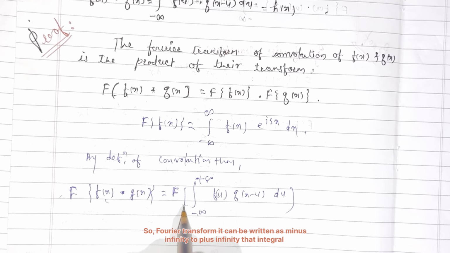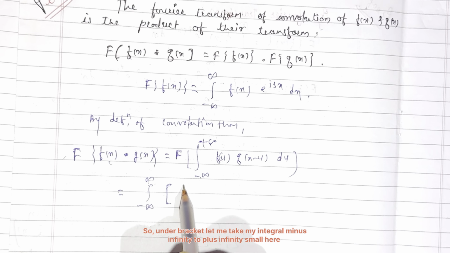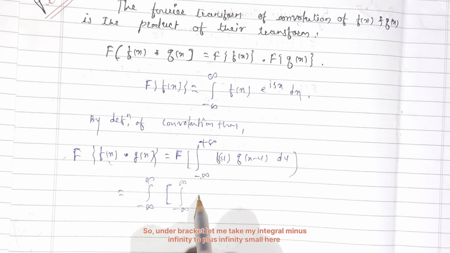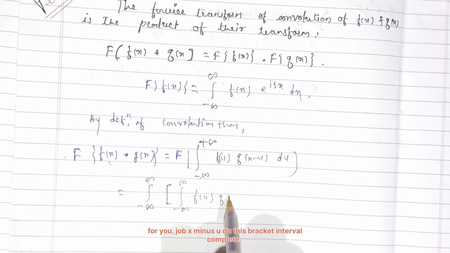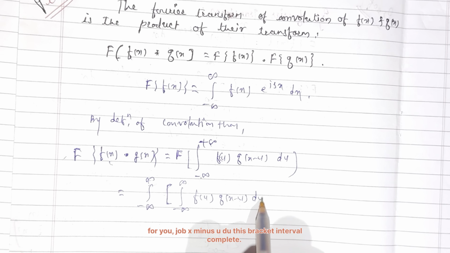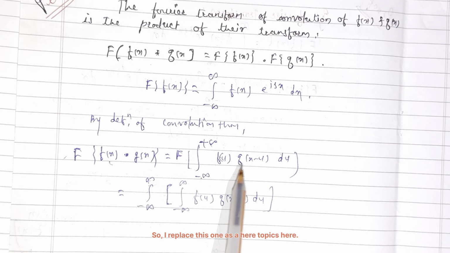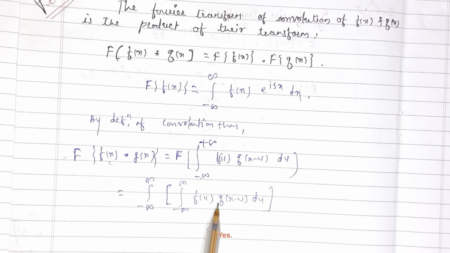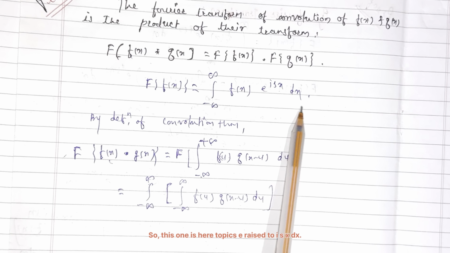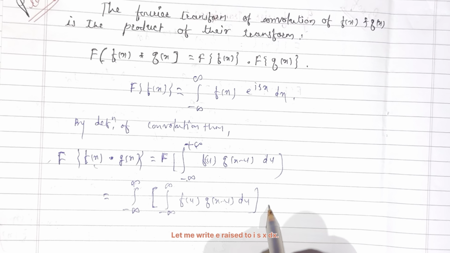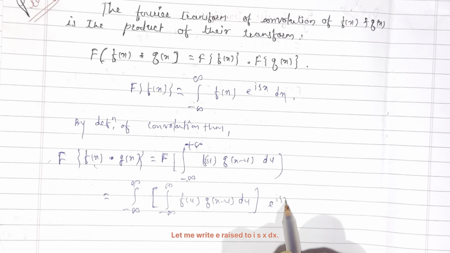So the Fourier transform can be written as the integral from minus infinity to plus infinity, as it is. Small f of x, I'm going to replace with this entire integral. Under the bracket, let me take the integral from minus infinity to plus infinity of small f of u g of x minus u du. This bracket is complete. So I replace this as f of x here, which is f of x e raised to isx dx.